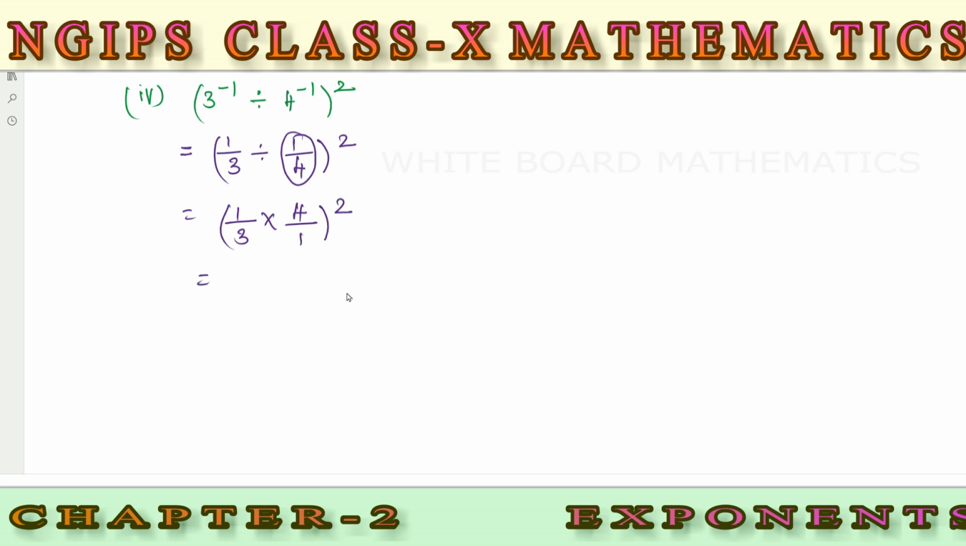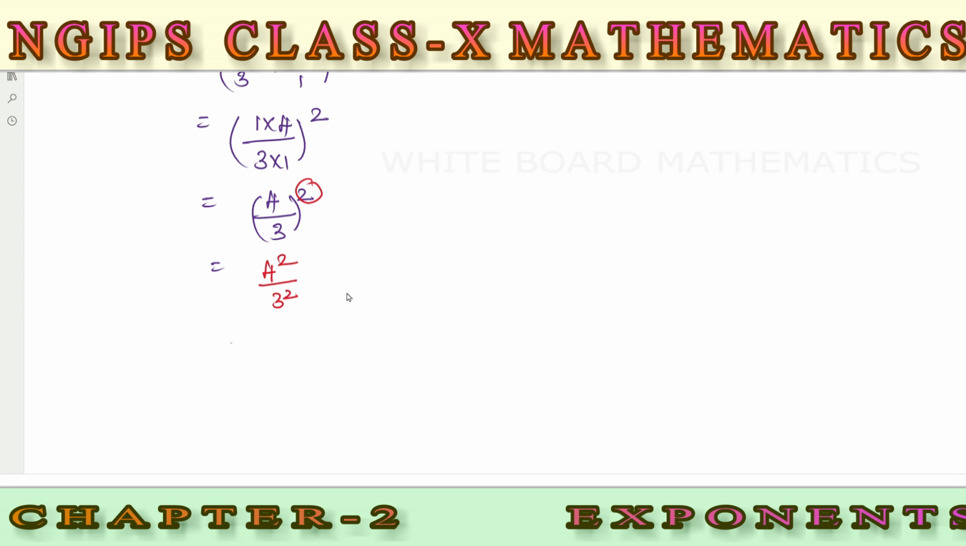Now we have to multiply both numerators and denominators. So we will get 1 into 4 divided by 3 into 1, it is a whole square. So 1 into 4 is 4, 3 into 1 is 3. We have whole square. Next the square is common for both numerator and denominator. So 4 square divided by 3 square. I can write here 4 into 4 divided by 3 into 3. So 4 4s are 16 and 3 3s are 9. So this is the final answer now.